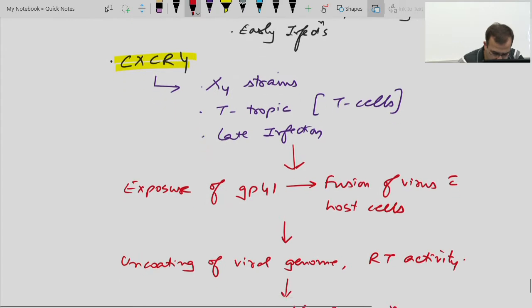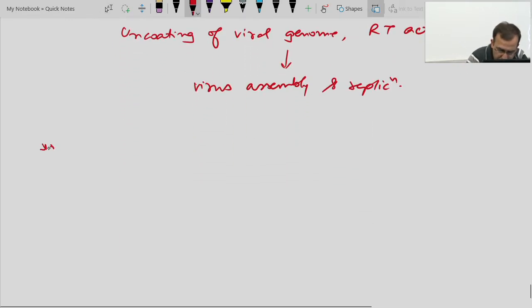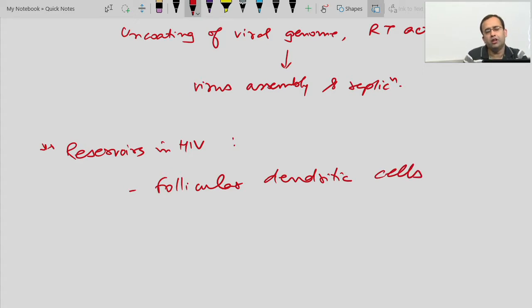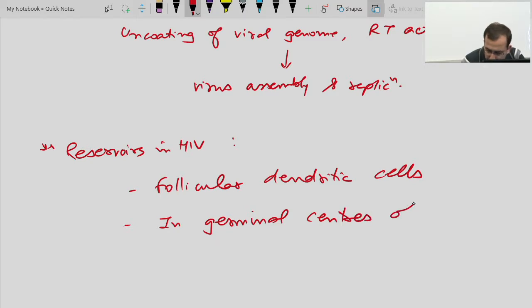Next point, this gets us to the next important point in HIV, that is the reservoirs in HIV. Now that we are doing the pathogenesis, the reservoirs in HIV are the follicular dendritic cells. Extremely important. Where are they present? In the germinal centers of lymph nodes. They are the follicular dendritic cells. These are the reservoirs of HIV.